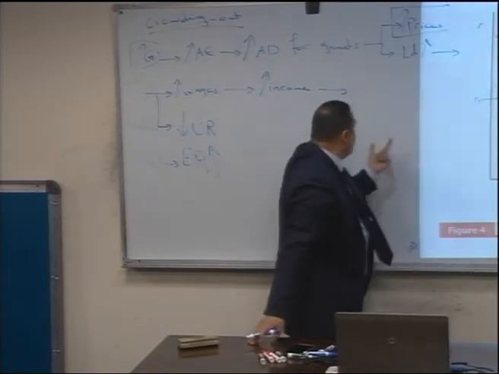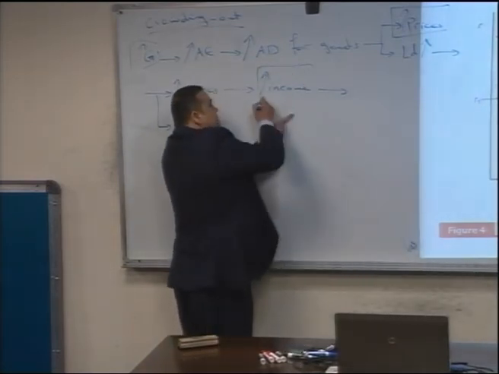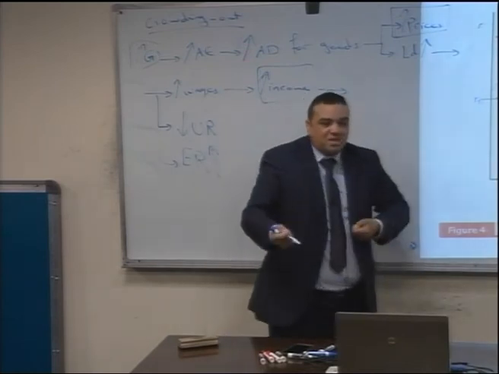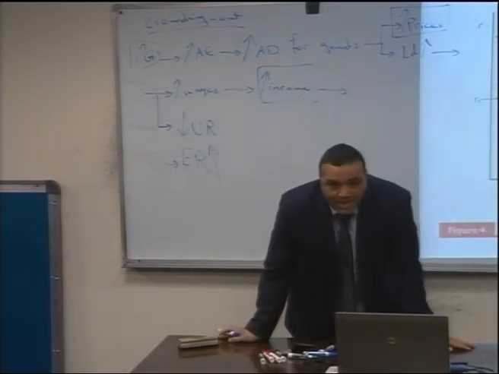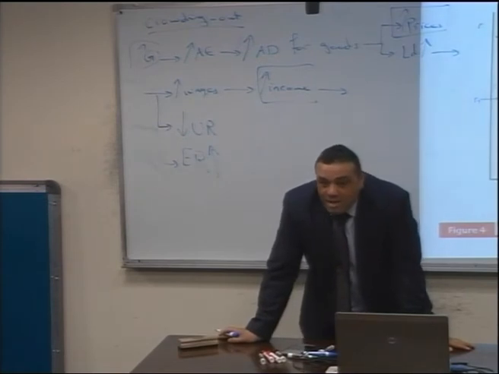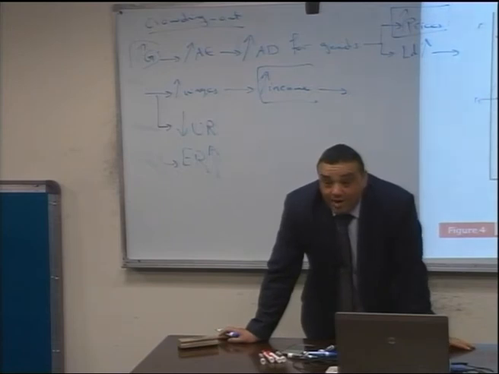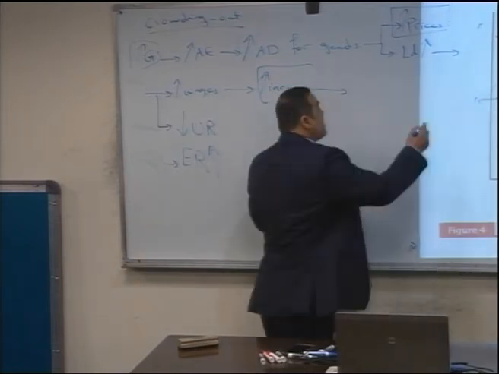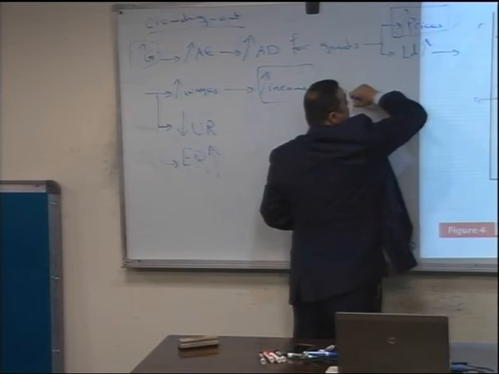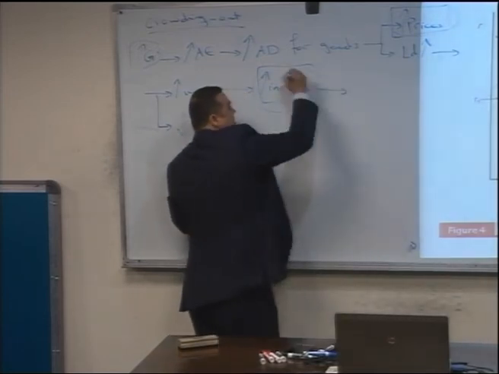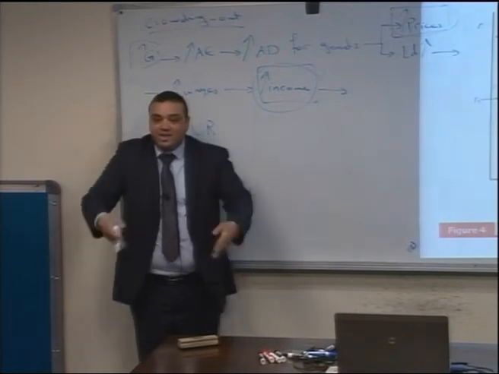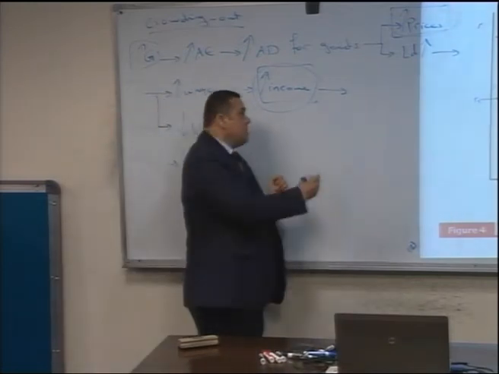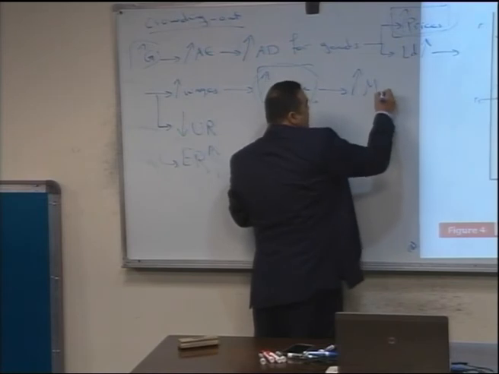Something else: income increased. What happened to the money demand for transactions? Who buys more, the poor or the rich? The one whose income is higher, or the one whose income is lower? Who asks for more money for transactions? The one with higher income. So as the price goes up for goods and the consumer's income goes up, the money demand for transactions definitely goes up. So this leads to increasing the money demand for transactions.